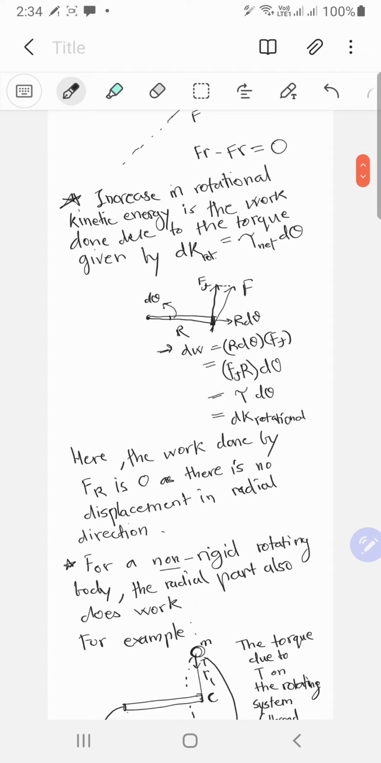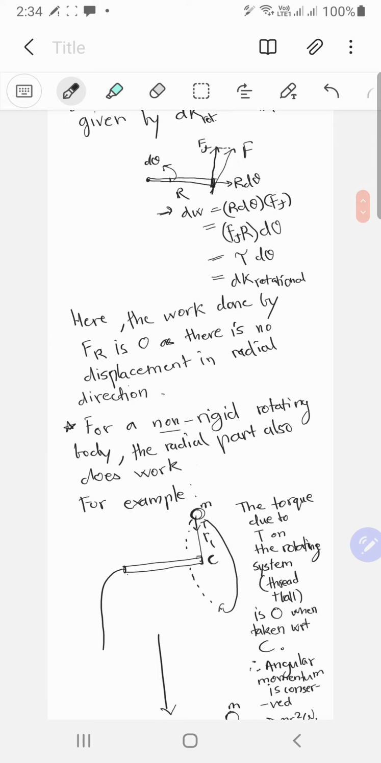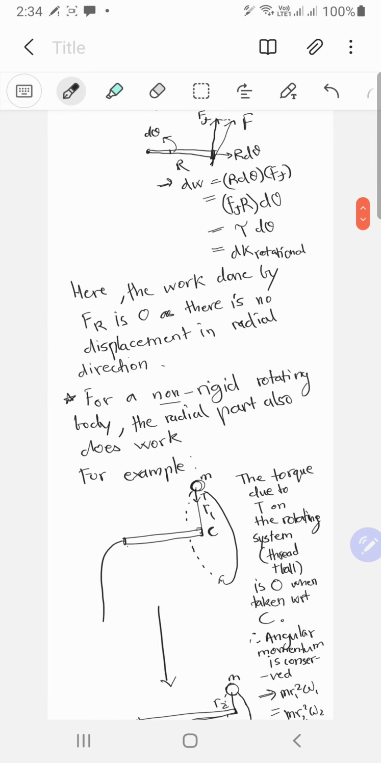So we use this, actually we kind of proved this formula in the proof for T equals I alpha. Yes, in the first proof, that is for rotating bodies only, which are not translating. So here's the proof, just in a short way.